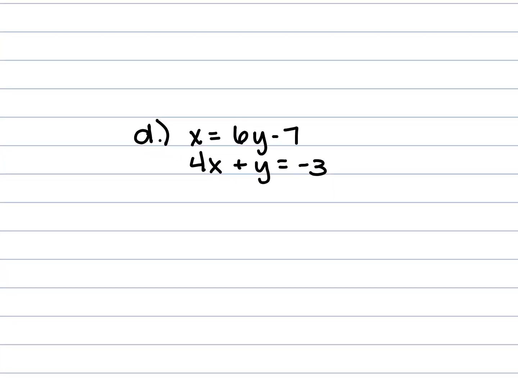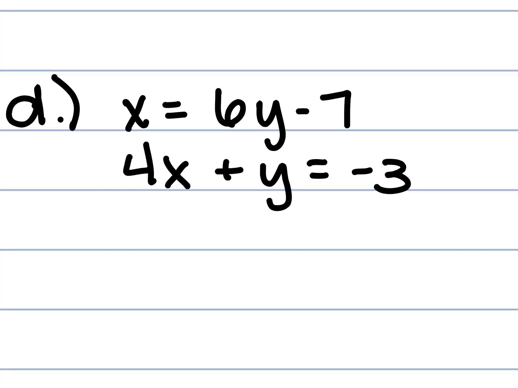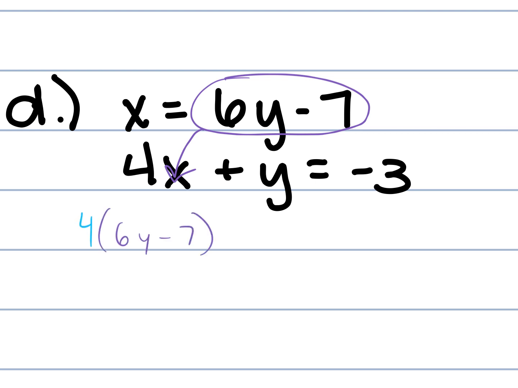All right, let's look at D. Do I have an x equals or a y equals? We have an x equals. So I'm going to take what x is equal to and substitute it into the x in the other equation. So here we have 4 times 6y minus 7 plus y is equal to -3. Here we're solving for y first.